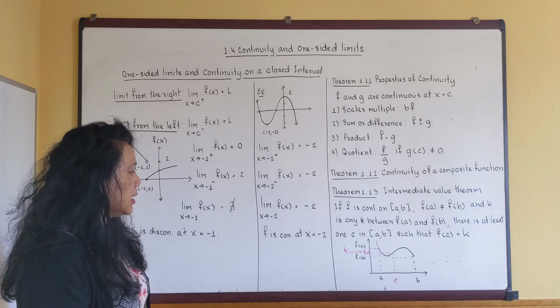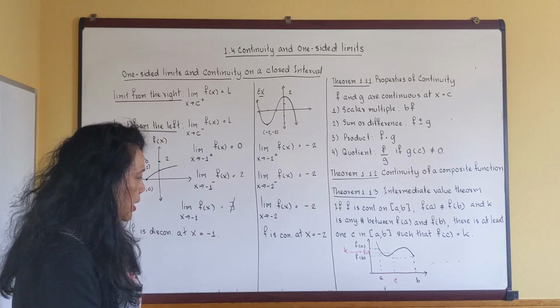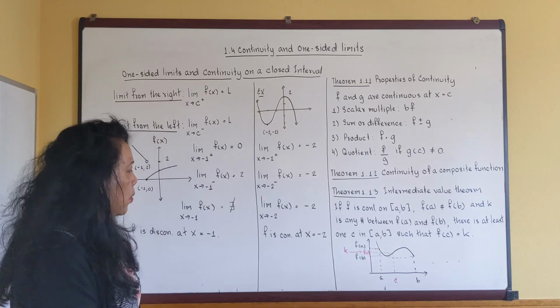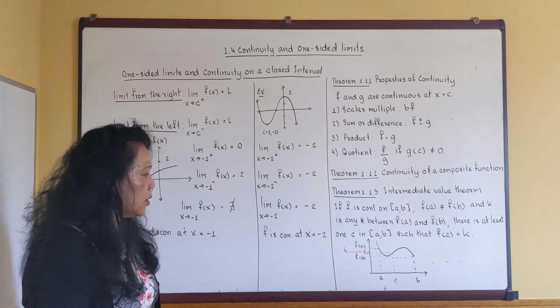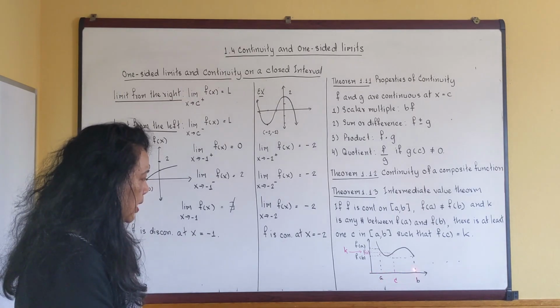Then there is at least one c, all right? c can be anywhere within a and b here, such that f of c will equal k. So any number k between f of a and f of b is attained by a continuous function from a to b.